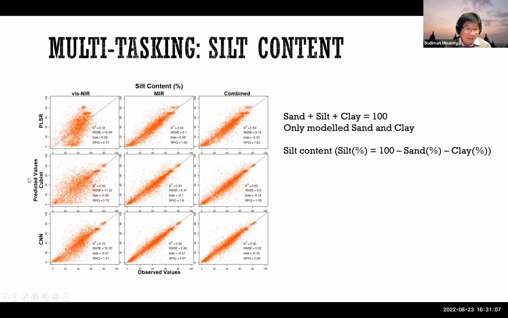While the partial least squares and the Cubist, they are all independently predicted. The sand is independently predicted, the silt is independently predicted, and the clay is independently predicted. So there is a consistent improvement in predicting the silt content, which is much higher than what we see in the prediction of the others.